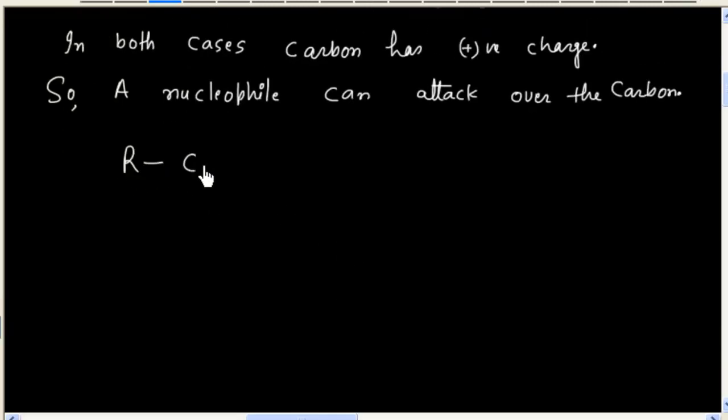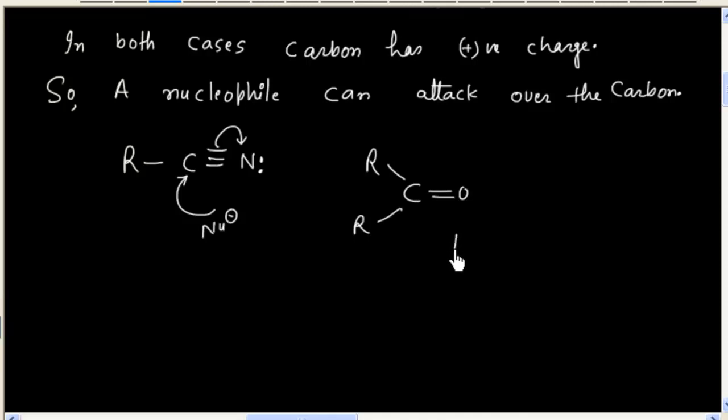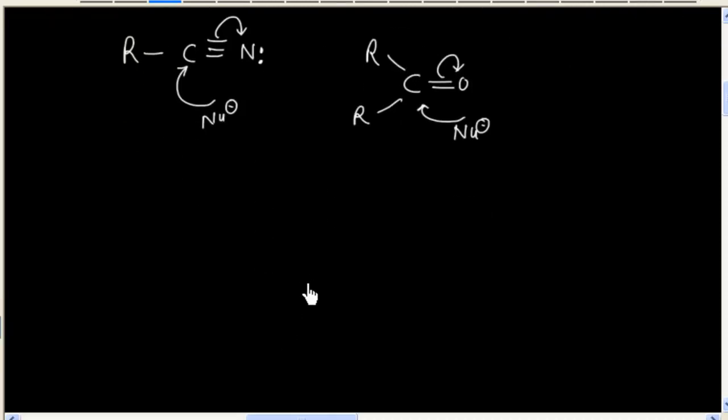So if I have nitrile, a nucleophile will attack and this bond will open. Same thing happens in case of carbonyl compound. Nucleophile will attack and this bond will open. Now let us discuss a reaction of Grignard reagent with nitrile.